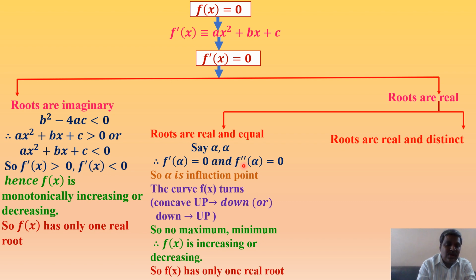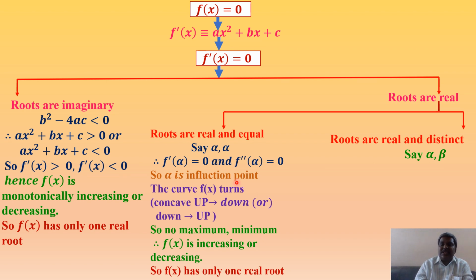So if f dash x equal to 0 has imaginary roots, the number of normals drawn from a given point to the parabola is 1. If the roots are real and equal, the number of real normals to the parabola is also 1. Coming to the next case, observe clearly. Suppose the roots are real and distinct, say alpha comma beta. Alpha and beta are roots of f dash x equal to 0.